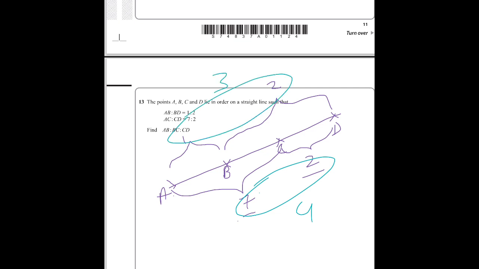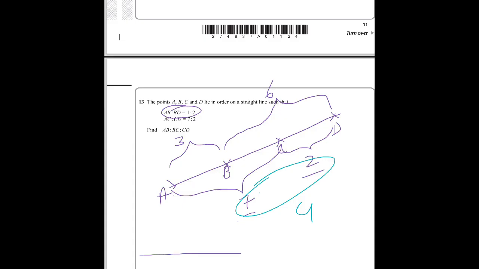So what I'm going to do is write the top ratio, instead of being out of 3 parts, I'm going to multiply them both by 3 and have them out of 9. So if it's 1 to 2, it's the same as saying if you times both by 3, you'd get 3 to 6. The reason I've done that is that now they're both 9 parts on the top and bottom.